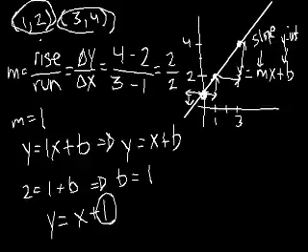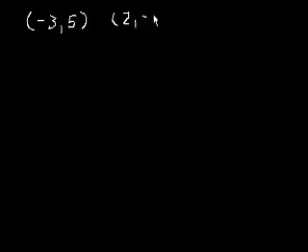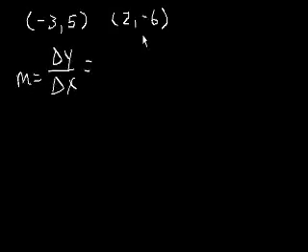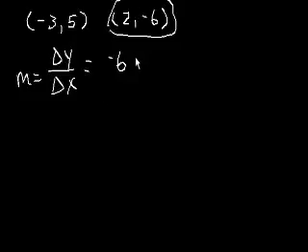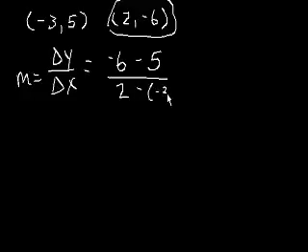Let's do another problem. Let's say I wanted to find the equation of the line between the points -3, 5 and 2, -6. Well, we do the same thing. M is equal to change in y over change in x. So let's take this as a starting point. So let's say -6 minus 5. So we just took -6 minus 5 over 2 minus -3.